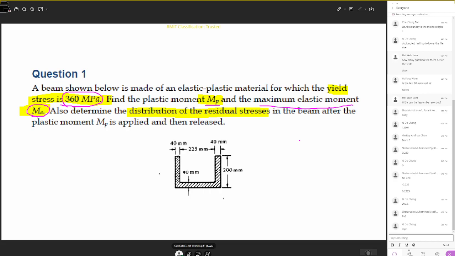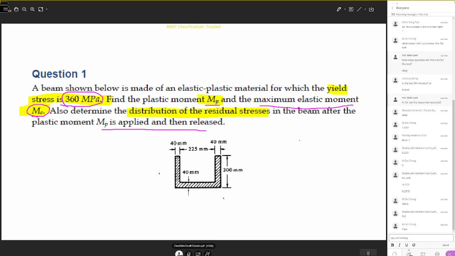You are also asked to determine the distribution of the residual stresses. Residual stresses means that when the moment is applied and removed, some amount of stress is still left within the cross section. So that is the residual stress, after the plastic moment is applied and then released.